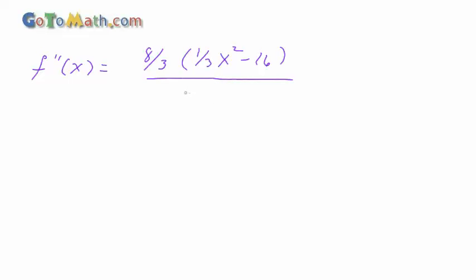All right, we just kind of run out of room there, so let me just rewrite that derivative. We had f double prime of x is equal to, we had 8/3 up here, and then 1/3 x squared minus 16, and then that was all over x squared minus 16 raised to the 4/3 power. Right, 4/3 power. Okay, so we had x is equal to plus or minus 4, and then we had also x is equal to plus or minus the square root of 48.